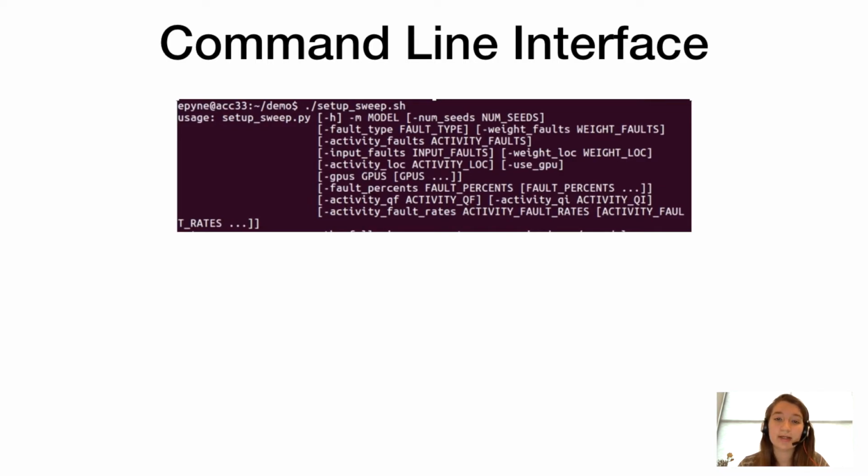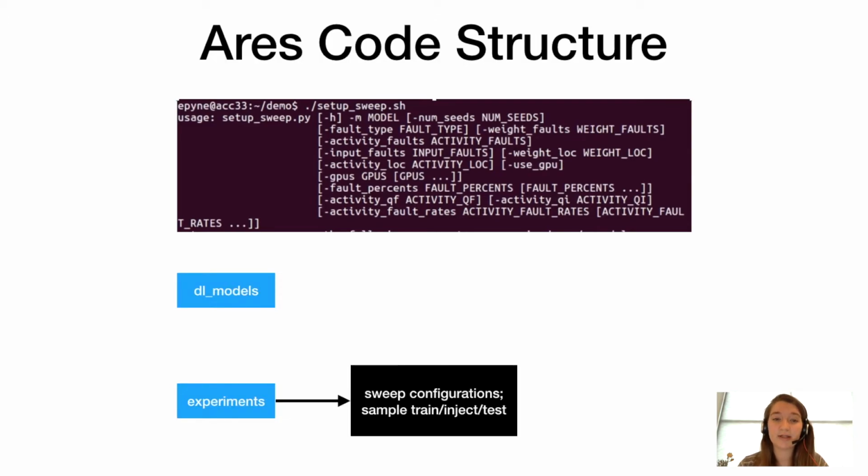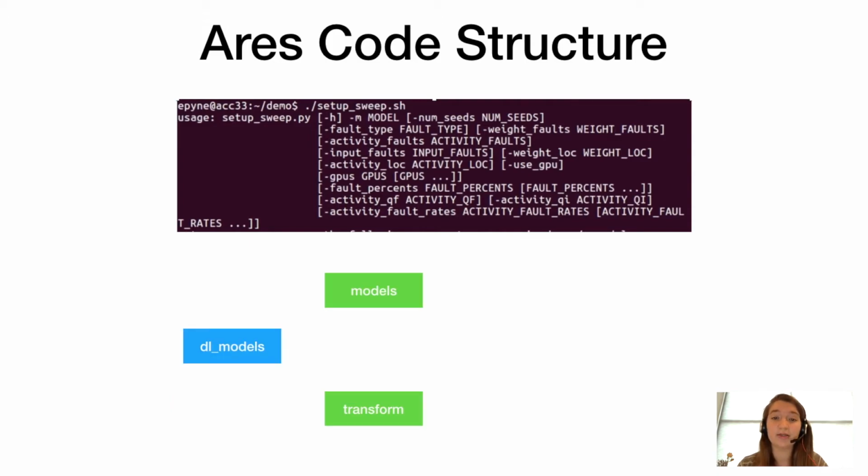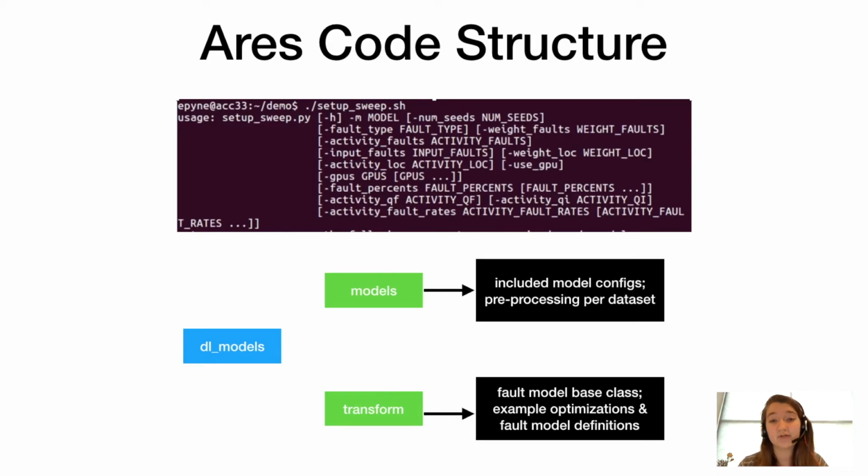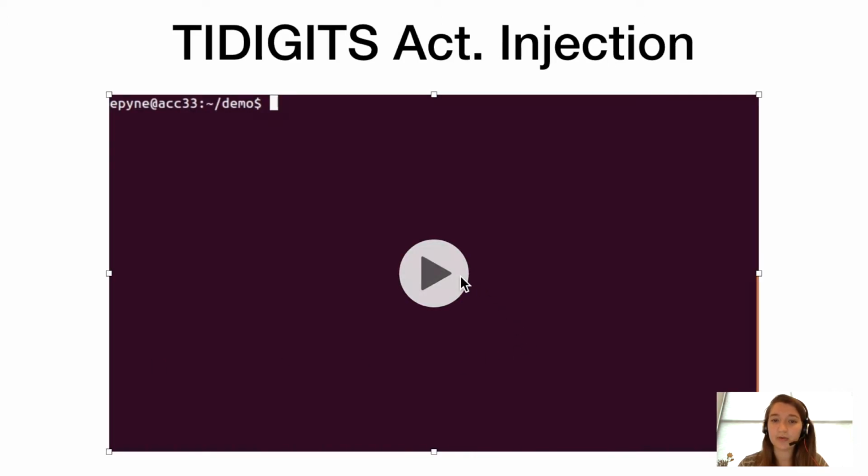The code is organized into deep learning models and experiments, where experiments provide sweep configurations and examples for how to do training and test injections, and DL models is further divided into model definitions and transform definitions. The provided transform definitions include example fault models and quantization. Let's look at some quick examples of these sweeps that you can do with ARIES.